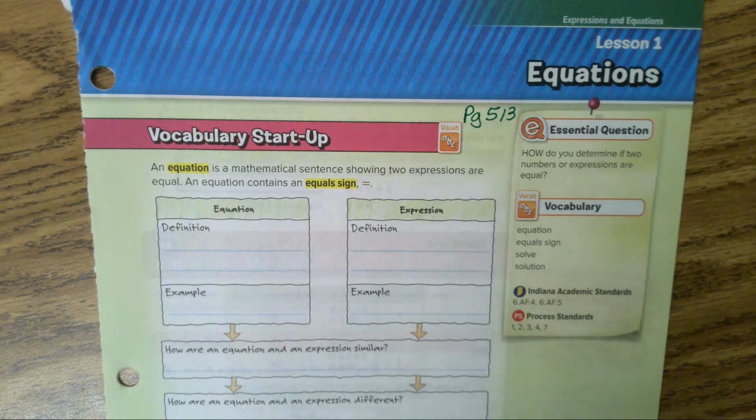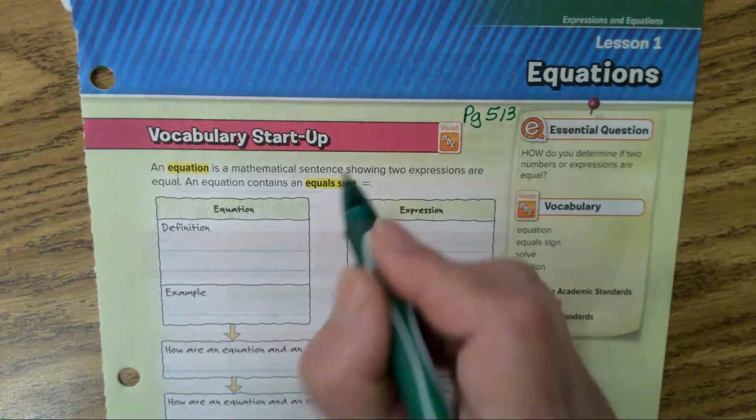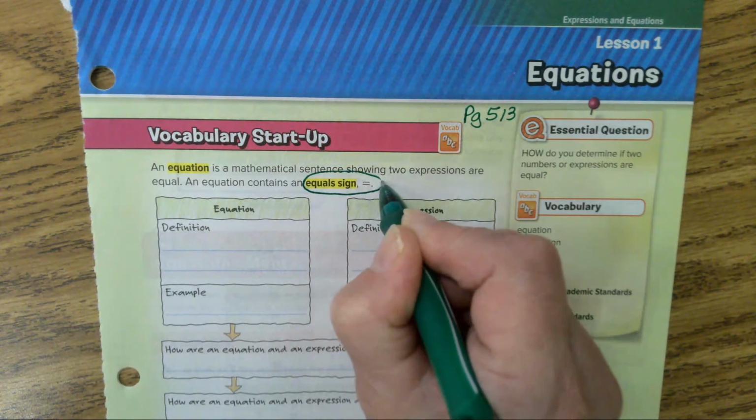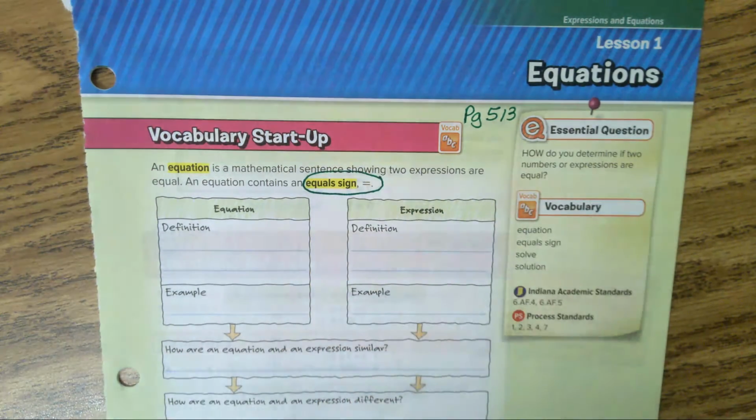An equation is a mathematical sentence showing two expressions are equal. An equation contains an equal sign. I want everyone right now to circle that. Equations have equal signs. Do expressions have equal signs, class? No. An expression does not have an equal sign. An equation does. All right?